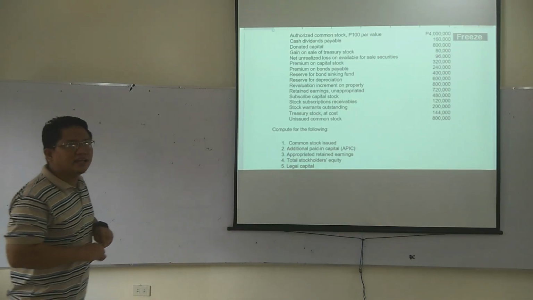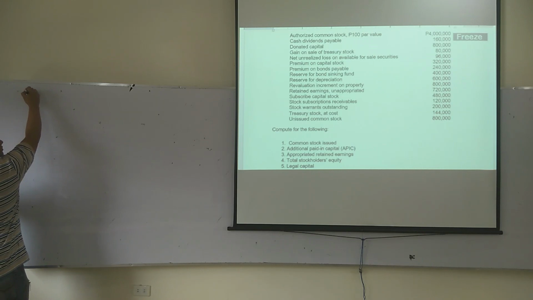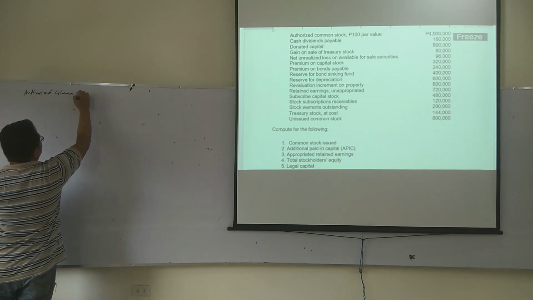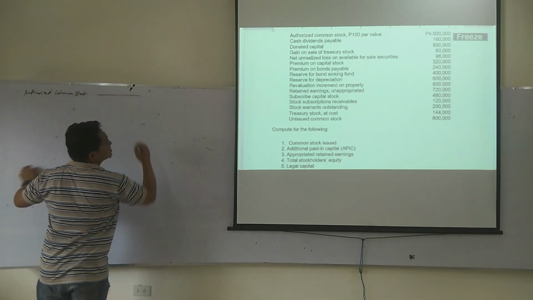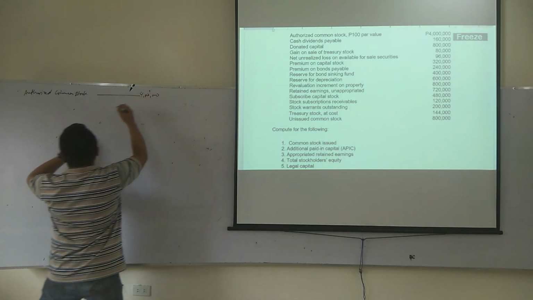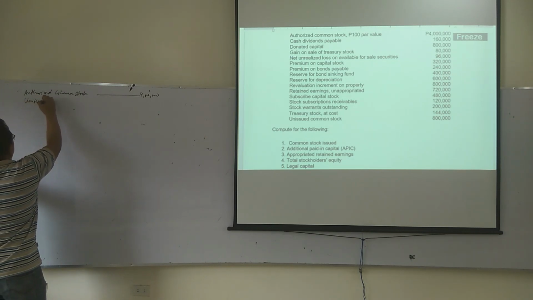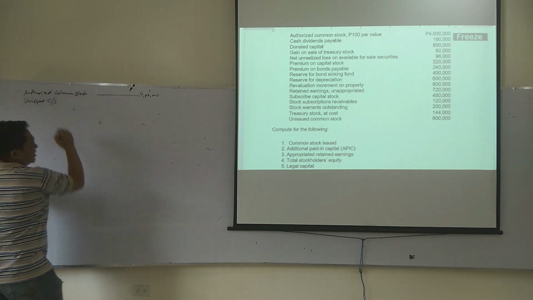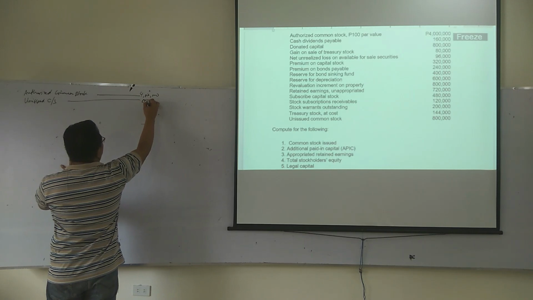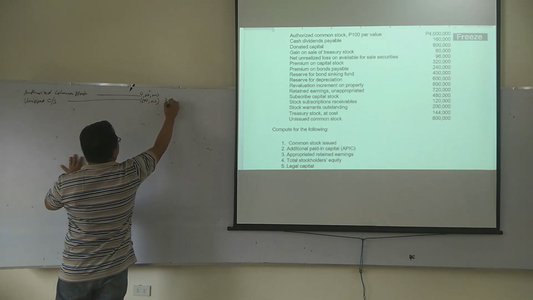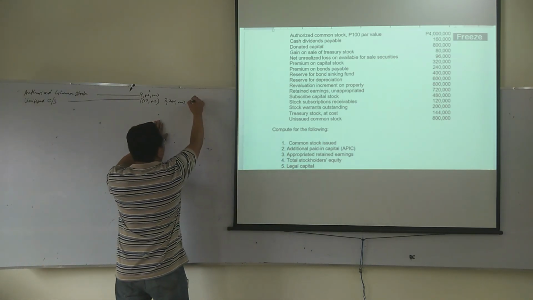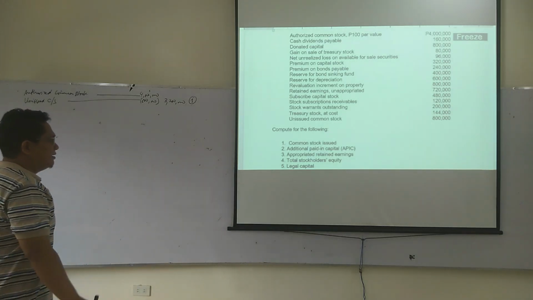And unissued common stock. Number one, common stock issued. So you have authorized common stock, which is 4 million. Then you have unissued common stock of 800,000. So that means 3,200,000 was issued. That's our answer for requirement number one.